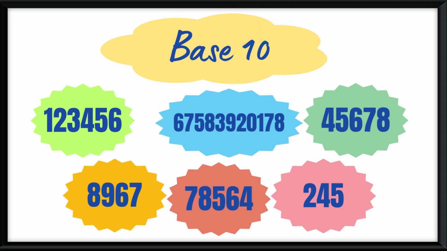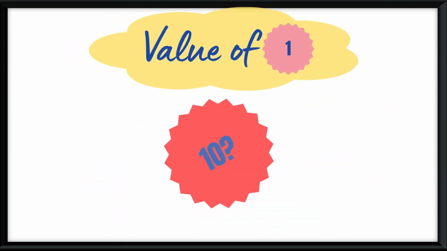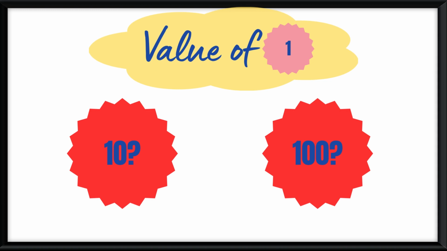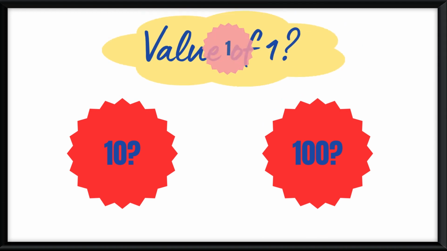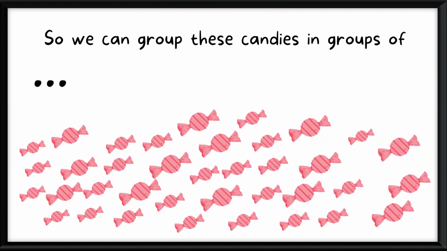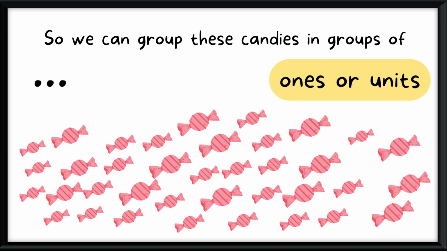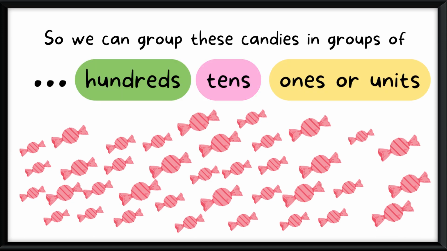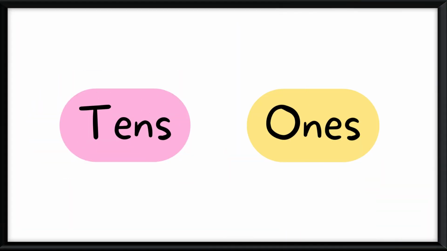But how do we know the value of these digits in every number? For example, the value of 1 in 100 and the value of 1 in 10. It is important to understand the place value of these numbers. So, to distribute place values, we can organize the digits into ones or units, tens, hundreds, and so on. In this video, we are only going to focus on ones and tens.